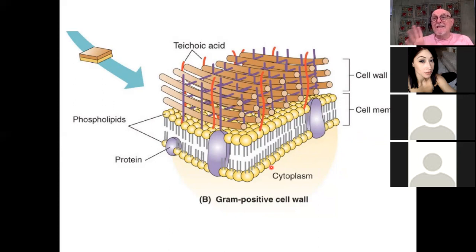But then we're going to treat this stained cell with alcohol. There are a couple of other steps which I won't go over, but in the gram-positive bacteria, this thick peptidoglycan binds a lot of the stain, and it prevents the stain from washing out of the cell when we treat it with alcohol. As a result, the cell stays a blue-black color.